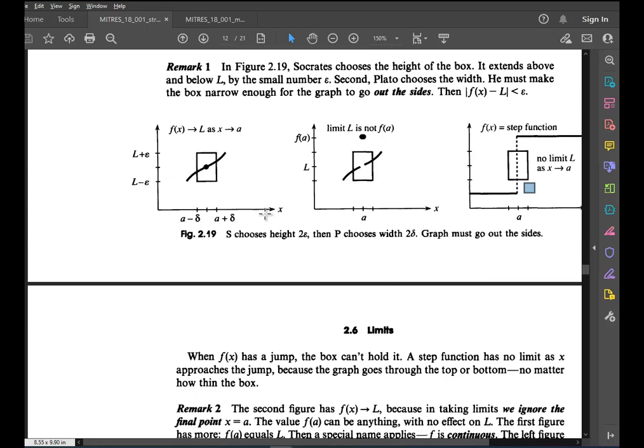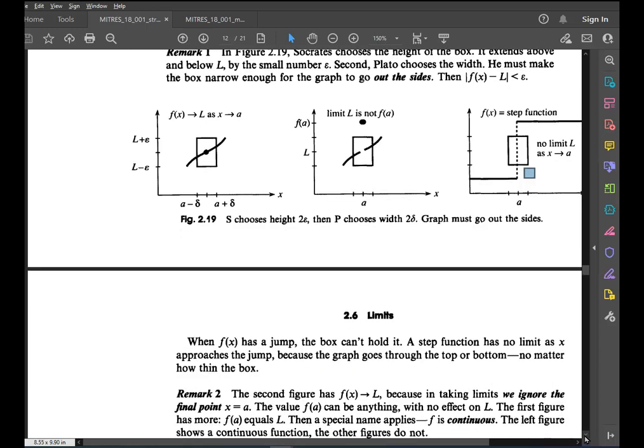All right, let's go through these points, make sure we've covered them. First of all, you choose the height. Socrates chooses the height, and Plato gets to choose the width. So that's the game. You choose the height, then someone else chooses the width, and the width has to be narrow enough. Second one, if the function has a jump, then there's no way you can get a box that holds it. I can always choose this height to be smaller than the jump, so that function is not continuous.